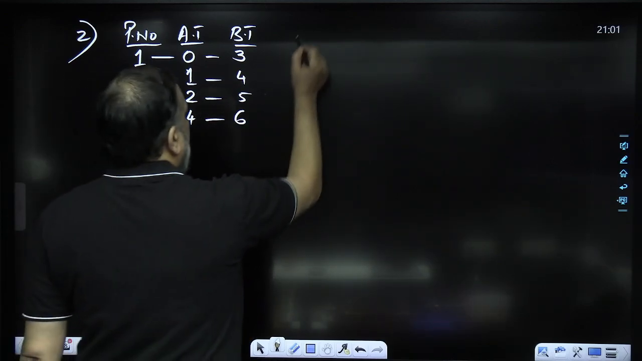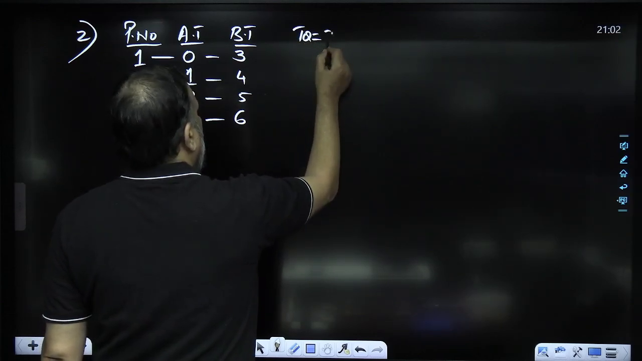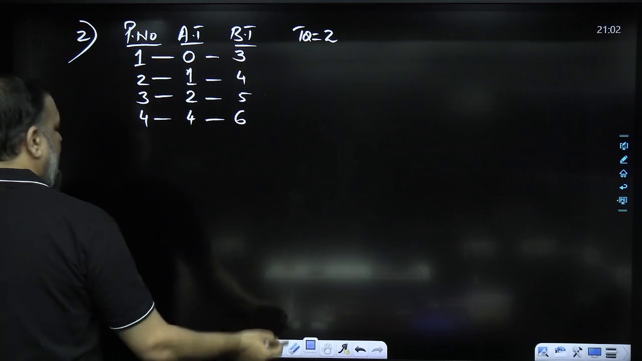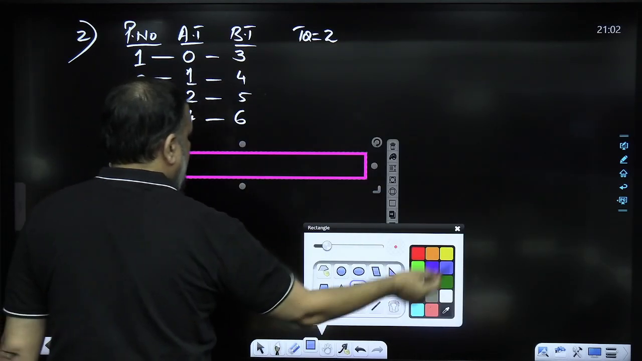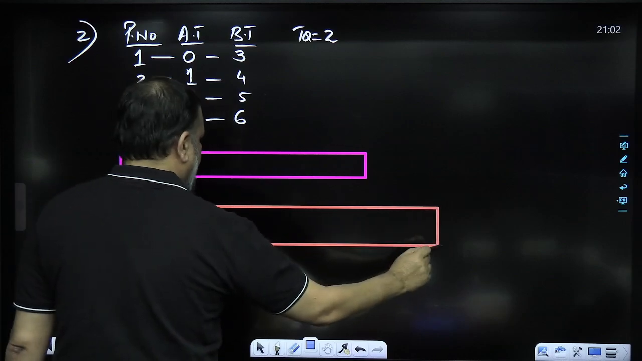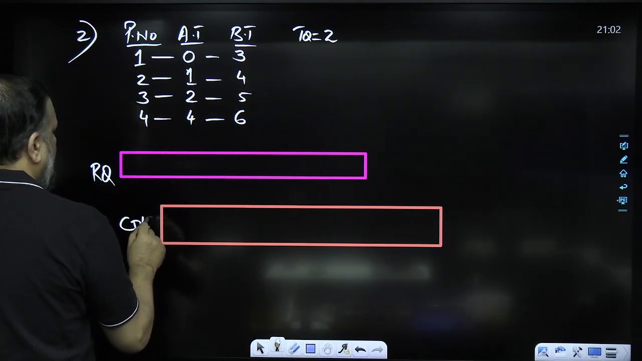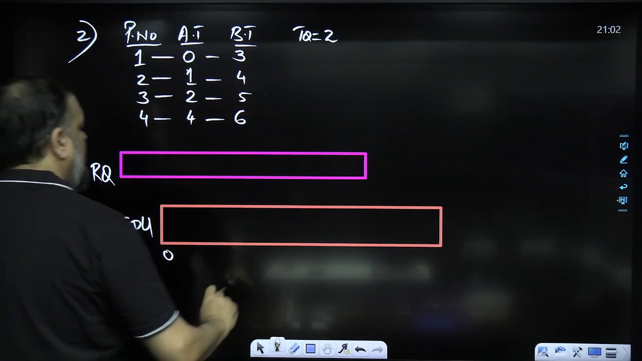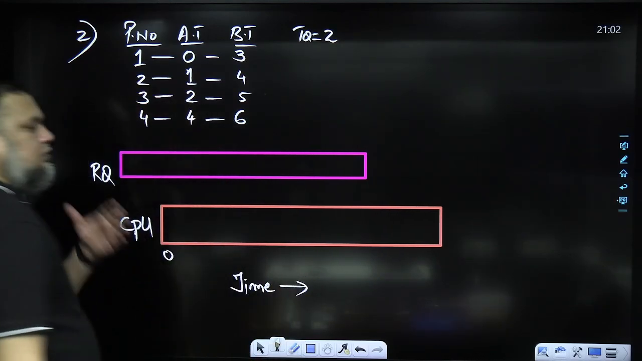And here I can take the same time quantum of 2 units, or maybe a different time quantum. Maybe I'll work it out with 2 itself, and you can prepare the Gantt chart and also show the ready queue contents. All right. So this is the ready queue, imagine, and this is the CPU. Please have a close look at the working of this problem as well. Okay, time moves in the forward direction.